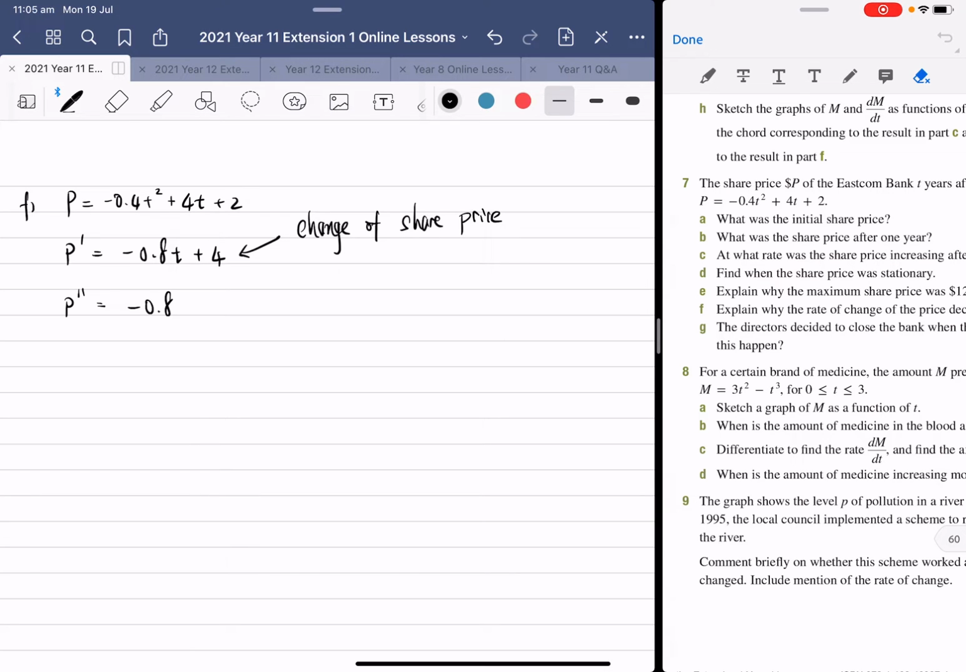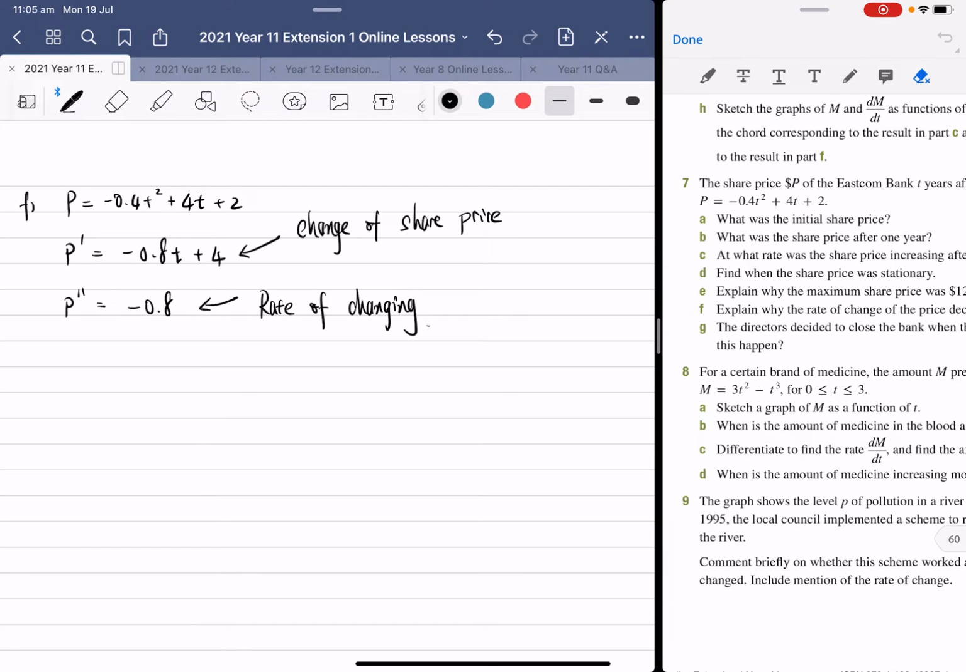Okay, that's the rate of change in share price. Now what is this function? That is the derivative of the rate of change of share price, so it's the rate of changing. The second derivative is like acceleration, whether the particle is increasing speed at an increasing rate or increasing speed at a decreasing rate. I hope you understand this kind of idea here.